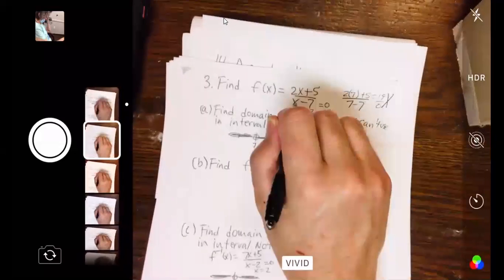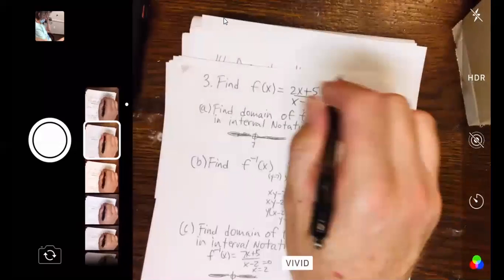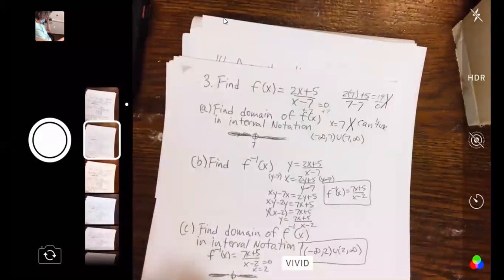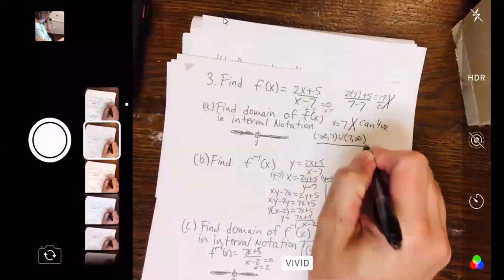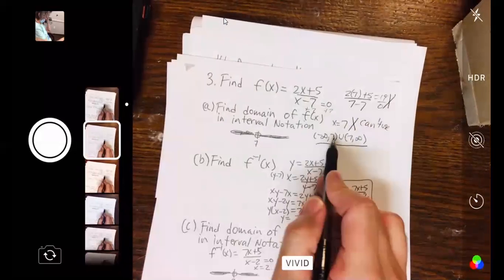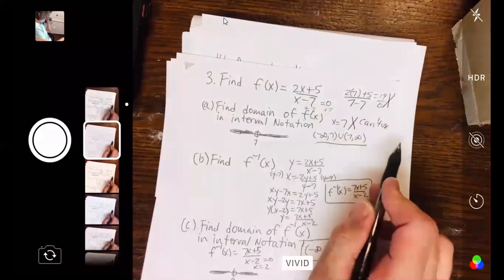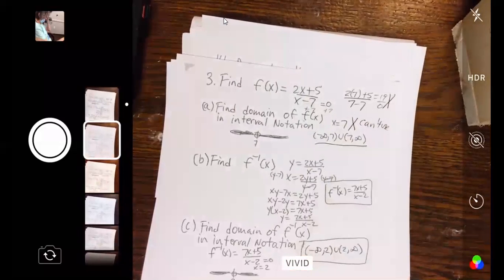So that means you cannot put x equals 7 into this function. It's not in the domain. But every other x is. And so that is the correct way to write the domain: all the numbers left side of 7 and all the numbers right side of 7.